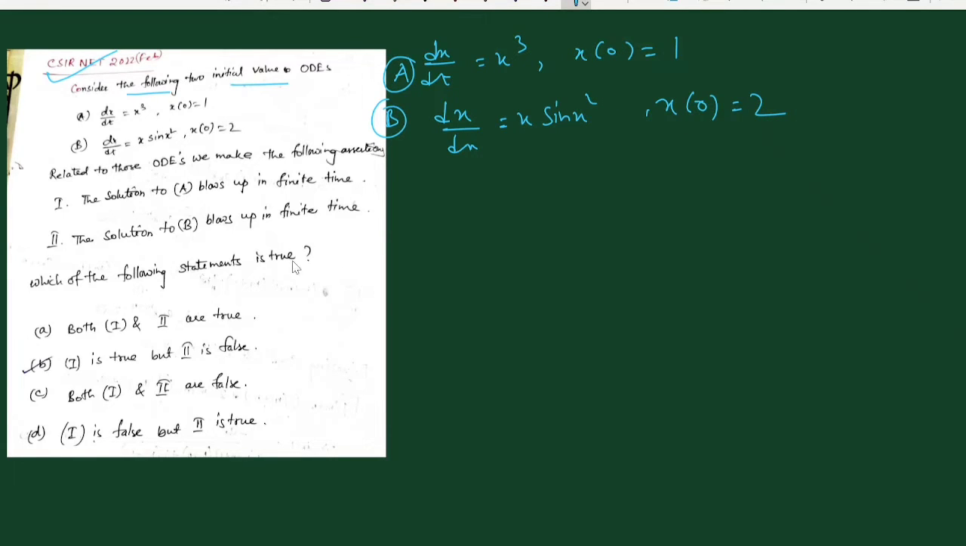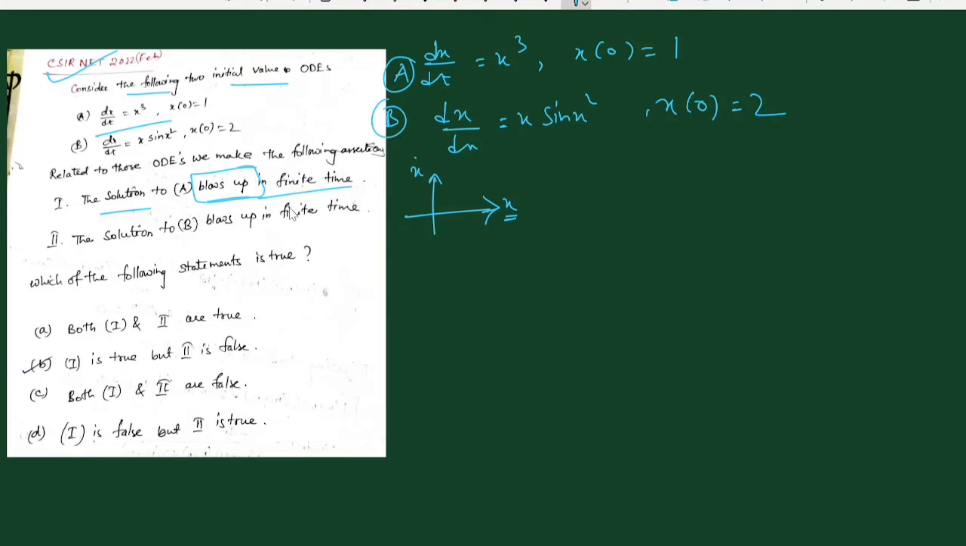Here two assertions are given. The solution of a blows up. What do you mean by blows up in finite time? The meaning of blows up means the value, this is clearly a solution in x and t, or you can think about x dot to x. So this is a graph with the axes x dot, that is velocity, and this is space vector x.